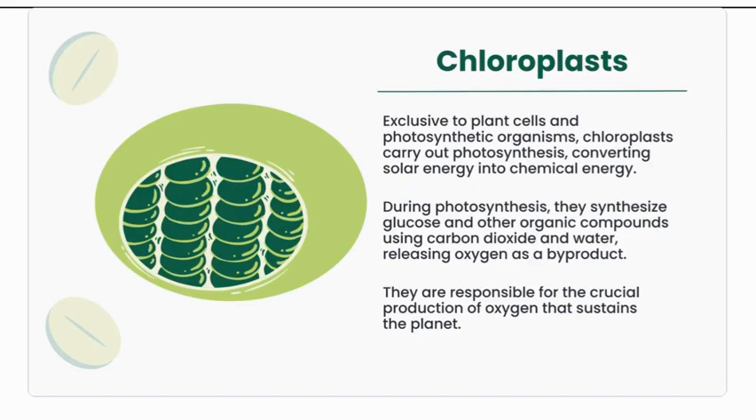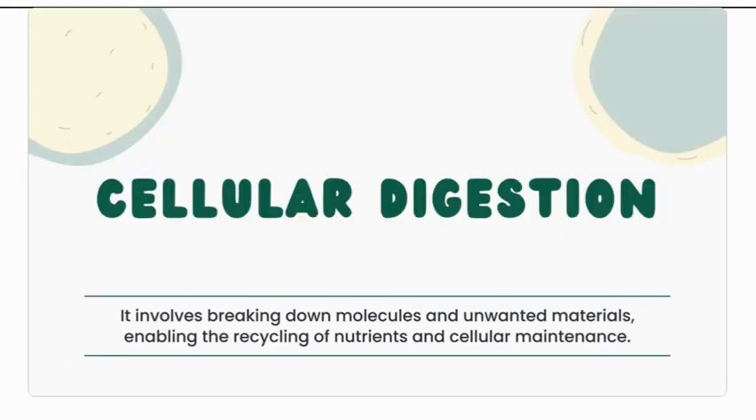And during photosynthesis, they synthesize glucose and other organic compounds, which use carbon dioxide and water, releasing oxygen as a byproduct. They are also responsible for the crucial production of oxygen that sustains the planet. Now, let's learn about cellular digestion.